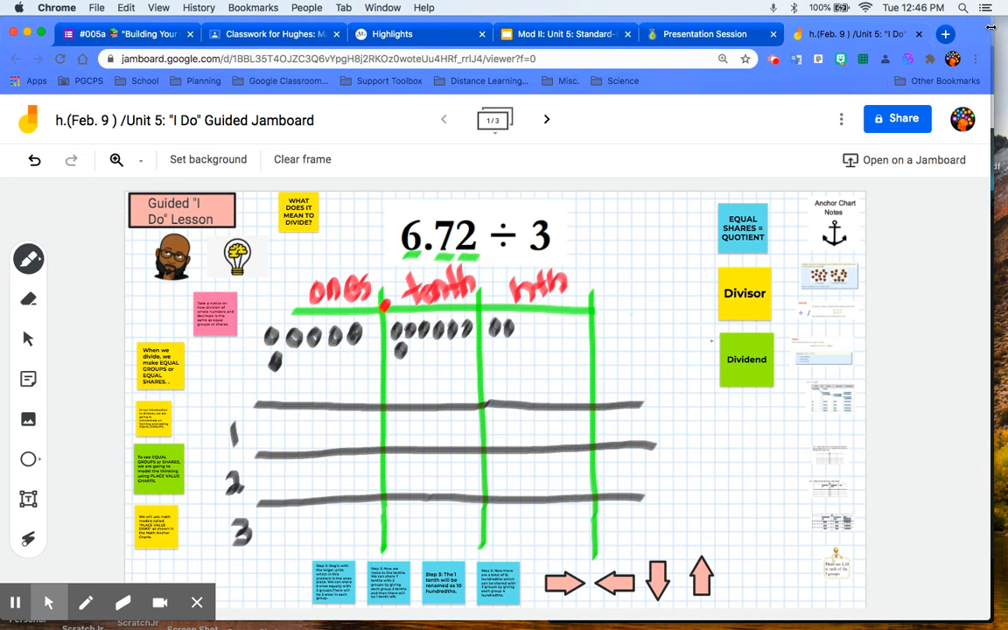Now, what do I do next, Mr. Hughes? Check it out. I go through each place value column, and you're going to hear this word often: distribute equally.